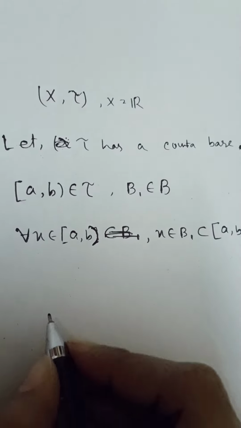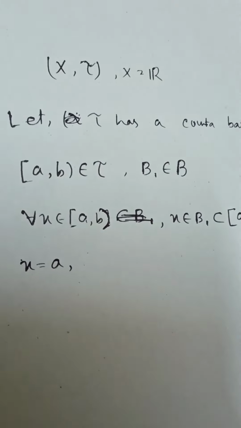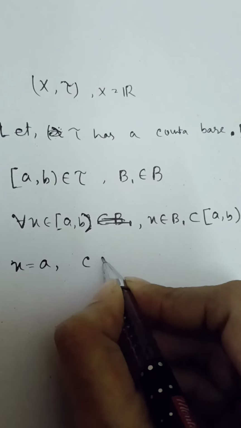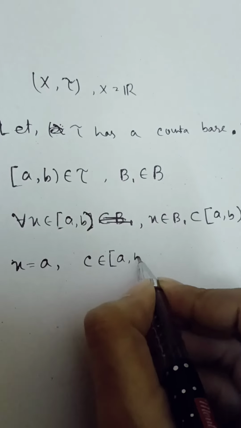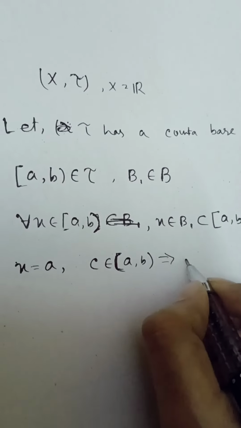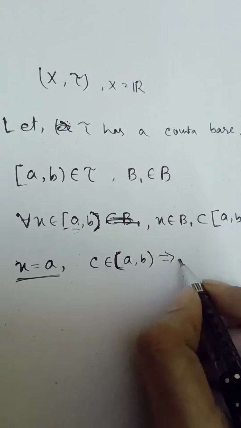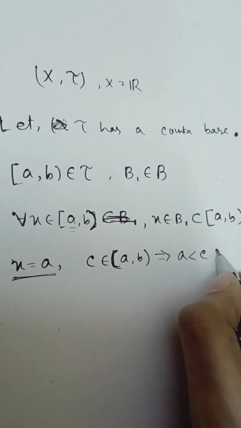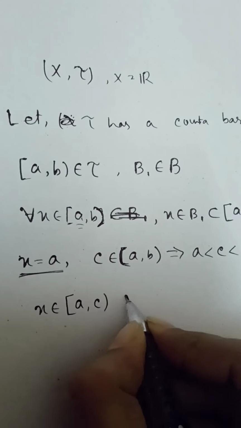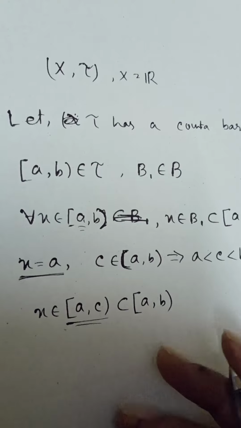Okay, now we are choosing x equal to a. So if x is equal to a, then there must exist some c in the interval [a, b), the half-open interval. That is to say, if I choose x as a, then there must exist some c such that x is contained in [a, c), which is a subset of [a, b). Now this one is a basis element.